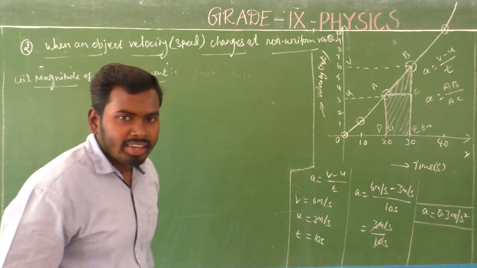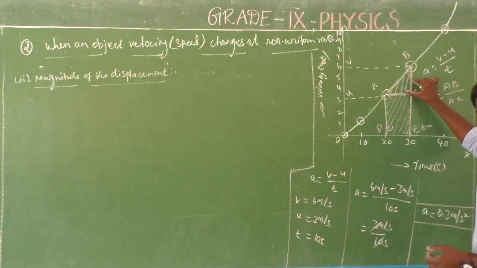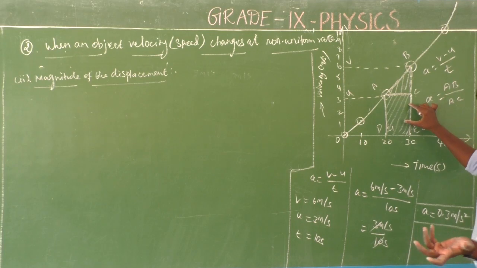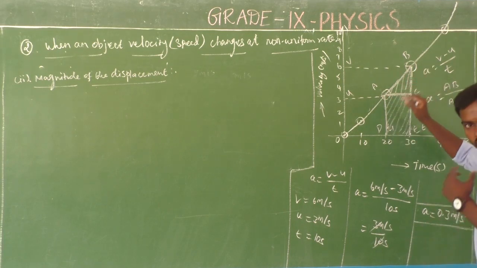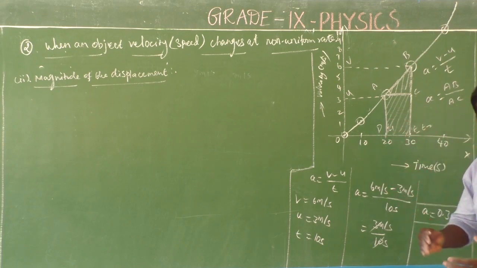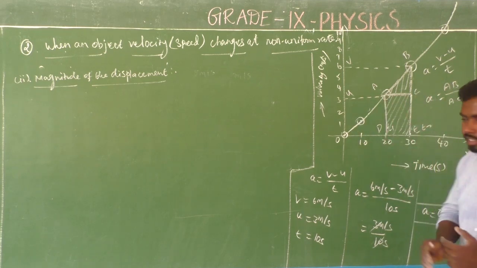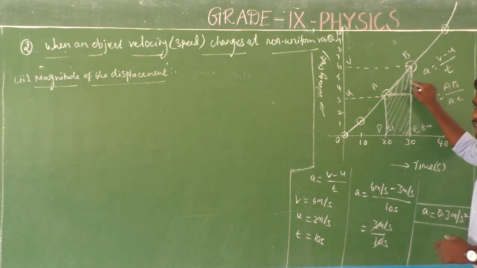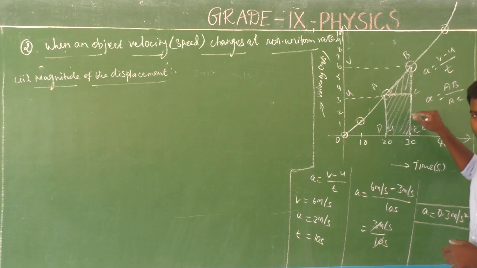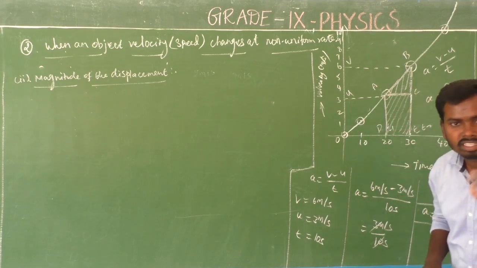Look at here. The displacement covered by the object is equal to the area of the triangle and the area of the rectangle. Am I right? Because the area enclosed by the object is called the magnitude of the displacement. So here the magnitude of the displacement is equal to the area of triangle ABC and the area of rectangle ACED. Is it clear?